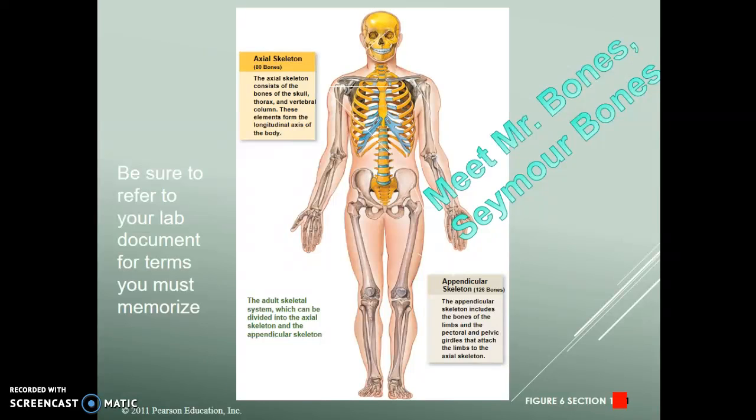But here's our skeleton. Meet Mr. Bones, see more bones. Our skeleton is composed of two separate skeletons, the axial skeleton and the appendicular skeleton. The axial skeleton is yellow on this diagram. It consists of the head, the neck, and the trunk. And the appendicular skeleton is the bones of the arms and legs and the girdles that hold those bones. So we have an upper pectoral girdle and a lower pelvic girdle.